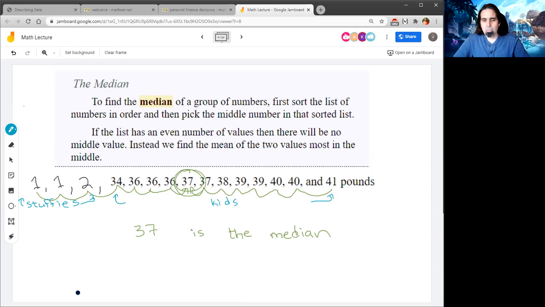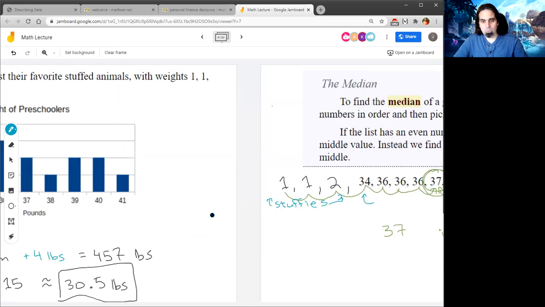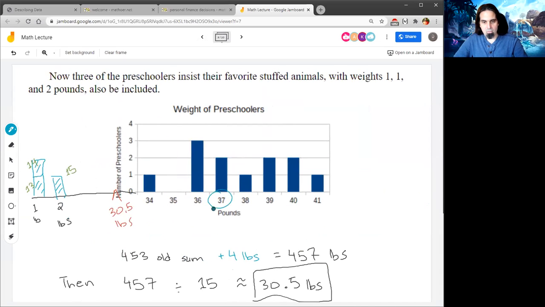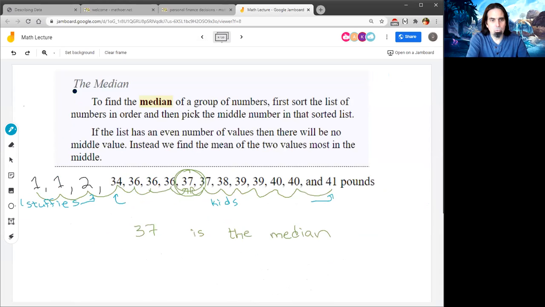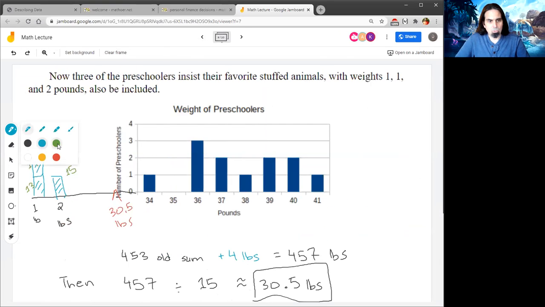But how did this fix the problem? How come we got a number that looked like a nicer answer? Now let me put it in a different color. So this was the median, and this was the mean. How come the median turned out nicer? It turned out more typical, more representative, more most common.